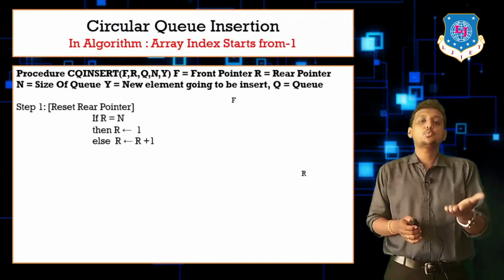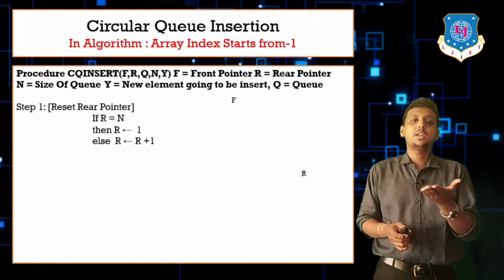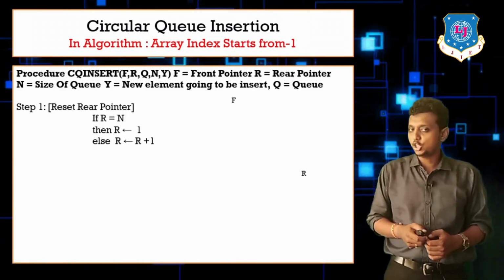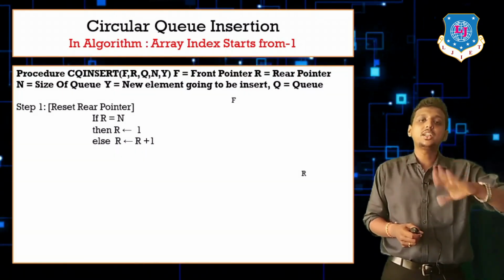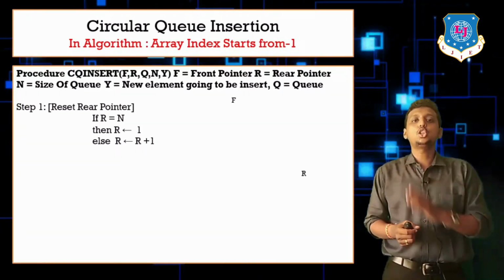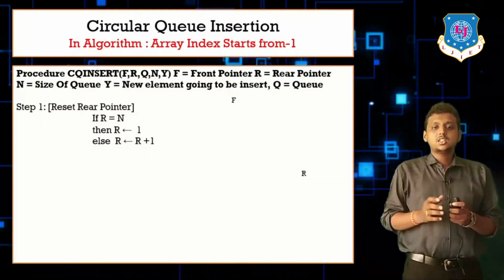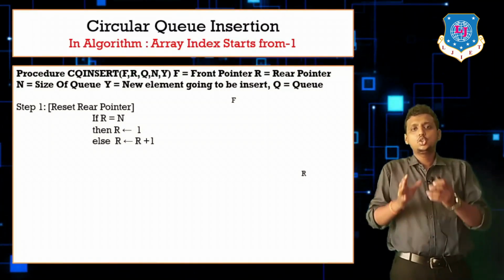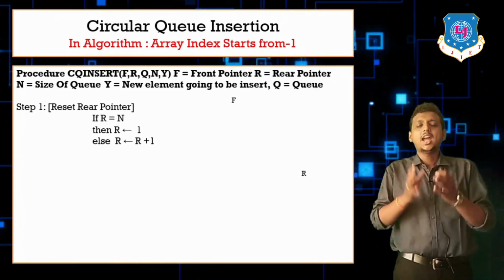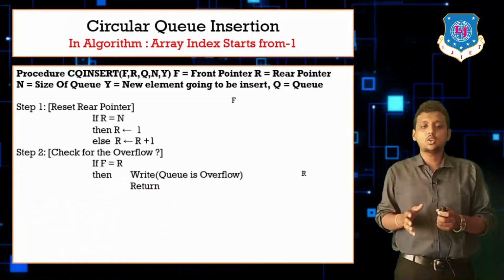So if my rear pointer is pointing to the end position, then my rear must be at 1, else you just need to increment the rear pointer. Now, after incrementing the rear pointer, you need to check the position of front and rear. So students, just imagine a situation where you have a circular queue. At the time the front and rear pointers are also there.